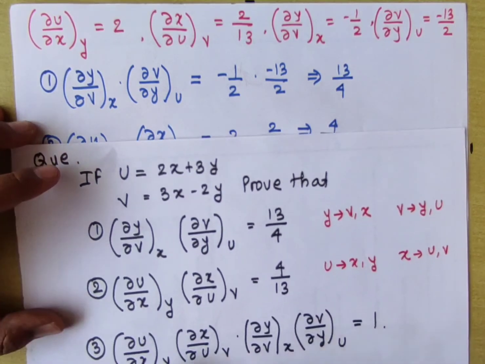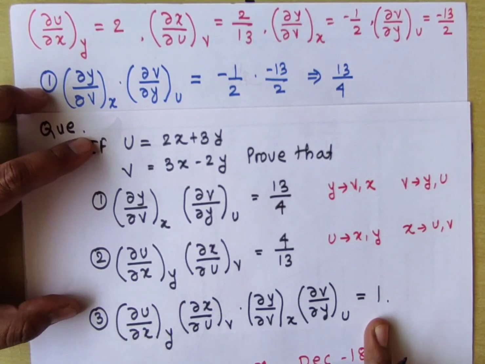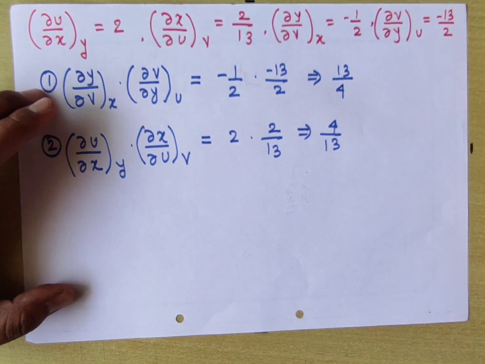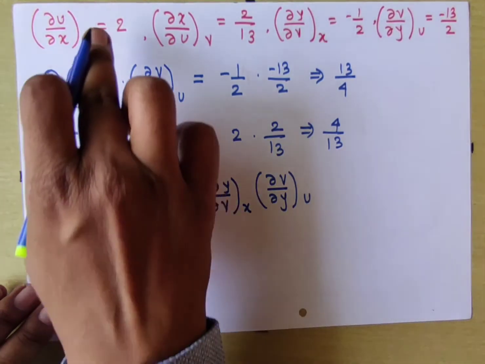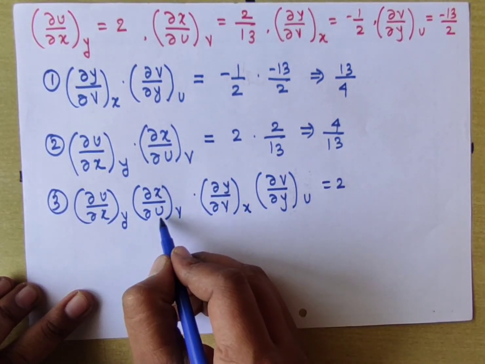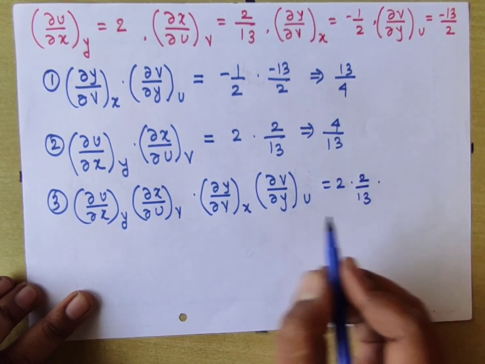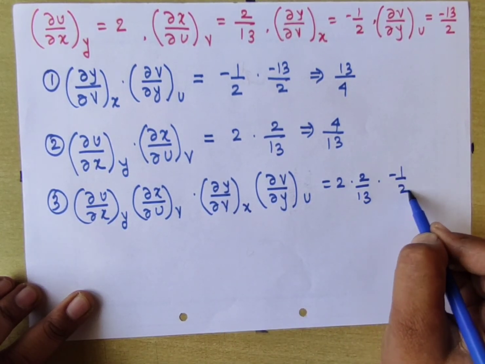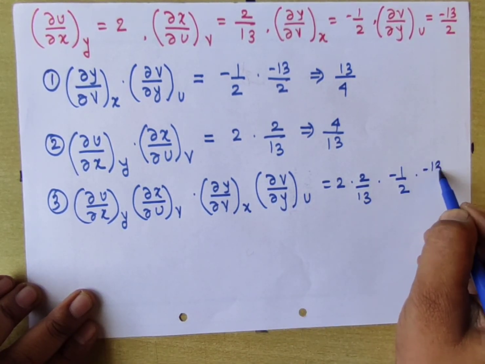Now we are left with the last one. We need to substitute all these values, and if it is equal to 1, then the last one is also proved. Now the last expression: ∂u/∂x treating y constant, the value is equal to 2. ∂x/∂u treating v as a constant, the value is 2/13. ∂y/∂v treating x as a constant, value is minus 1/2. And ∂v/∂y treating u as a constant, the value is minus 13/2.